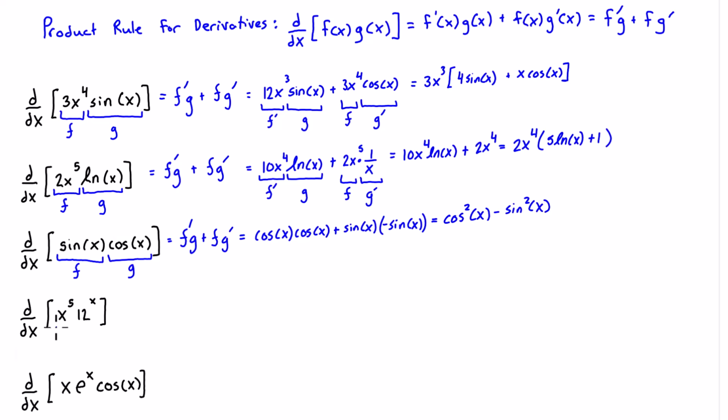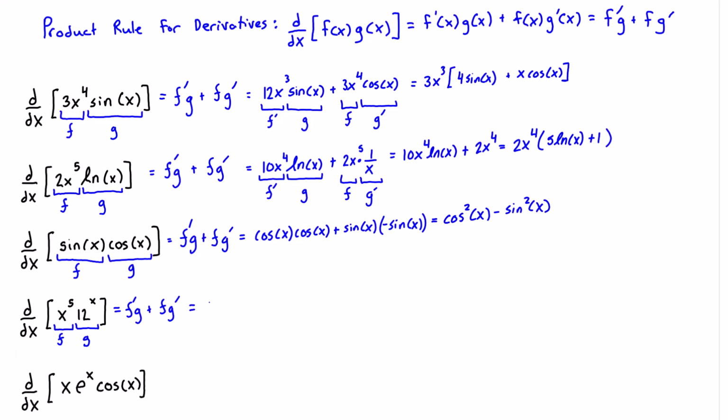So again, we have two parts here. We have this power function here on the left, and on the right we have an exponential function multiplied to each other. So this is going to be f, and we're going to call this one g. And it's going to be the same format, so it'll be f prime g plus f g prime. That is the derivative of this initial function, which is x to the power of 5 times 12 to the power of x. So let's go ahead and just apply it exactly how we have been doing.